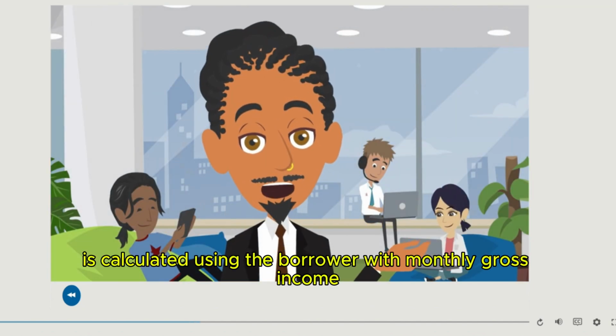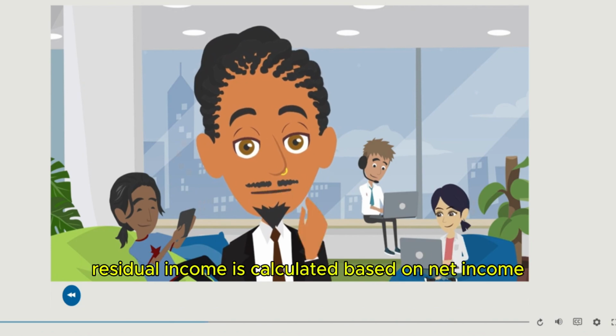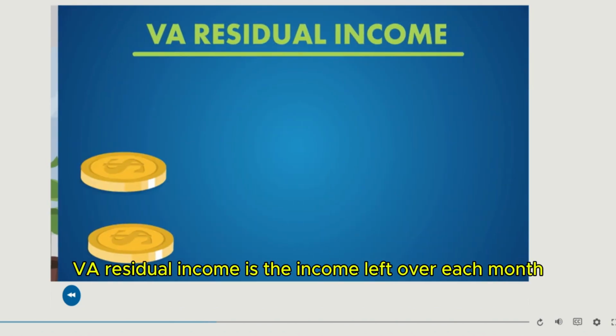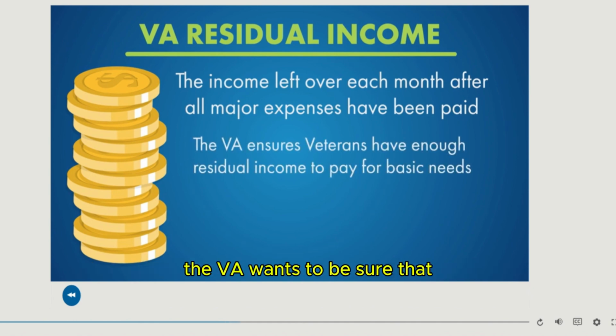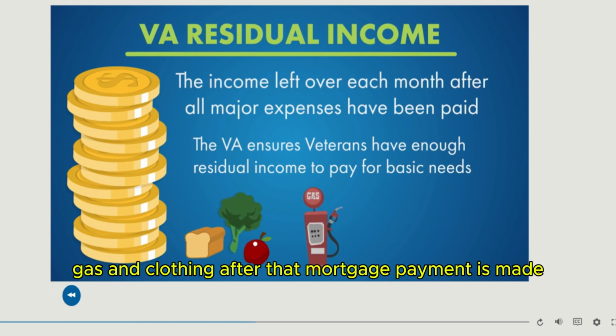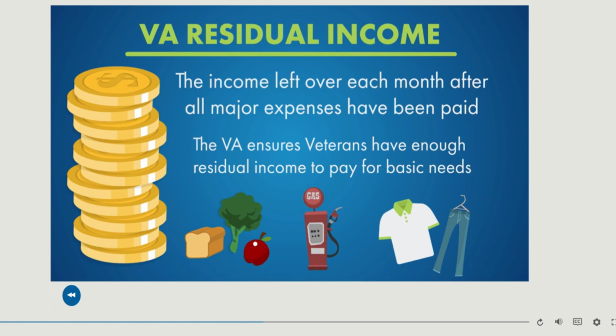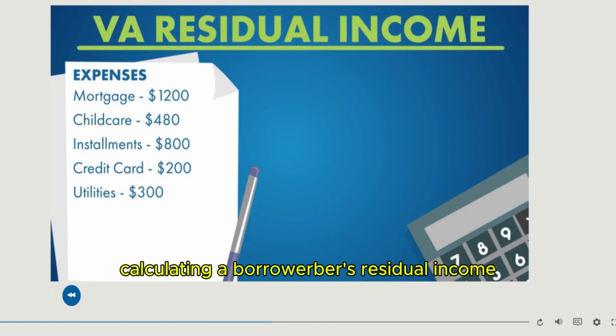While DTI is calculated using the borrower's monthly gross income, residual income is calculated based on net income. VA residual income is the income left over each month after all major expenses like childcare or utilities have been paid. This is important because the VA wants to be sure that veterans will have enough residual income to pay for basic necessities like food, gas, and clothing after their mortgage payment is made. Let's walk through an example of calculating a borrower's residual income.